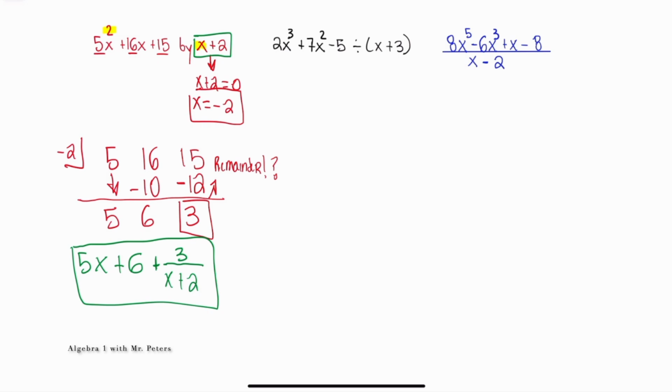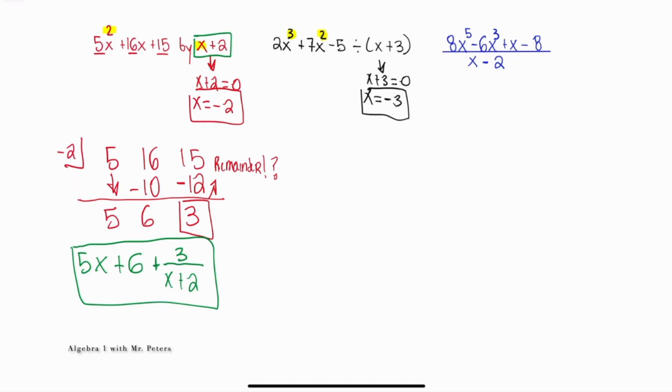Now, in example number 2, we're going to notice something a little bit different that we didn't see in the other examples. We have x to the third, x squared, but we do not have an x to the first power. So what do we do when we have a problem like this? So again, we're going to start the process off the same way. What we're dividing by, we're going to set equal to 0. We know we're dividing by x is equal to -3.